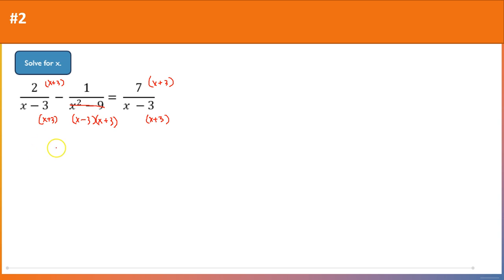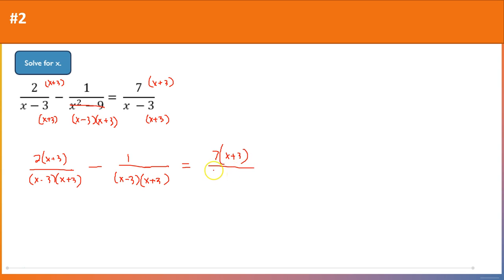Okay, so what we end up having is 2 times x plus 3 over x minus 3 and x plus 3, minus 1 over x minus 3, x plus 3, okay, equal 7 times x plus 3 in denominator x minus 3, x plus 3.